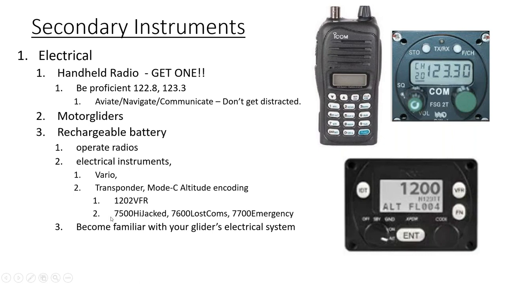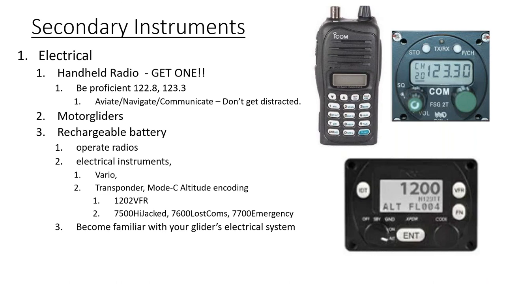As you're changing through those, don't accidentally change to 7500, because that means you were hijacked. If you do get lost, you can put it on 7600, or actually, sorry, that's lost comms. If your radio breaks, you could put it on 7600 and they'll know you can't talk to them. And if you have some type of emergency, you can go to 7700. But just become familiar with your system. All right.